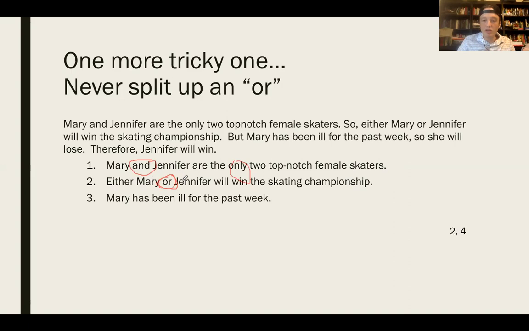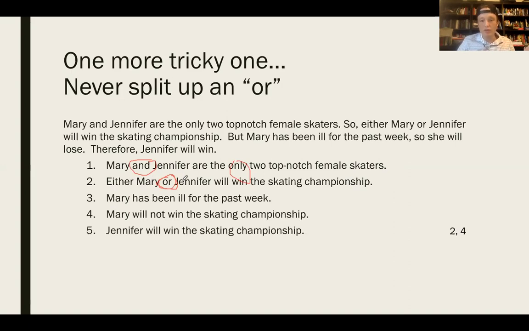3, Mary has been ill for the past week. 4, Mary will not win the skating championship. 5, Jennifer will win the skating championship, okay? So do we have any premise indicators? Well, let's see, what do we got? Mary and Jennifer are the only champions skating, I don't know. So that's not a premise indicator. But Mary has been ill over the past week. So, no, I don't see any. You see any? I do not see any.